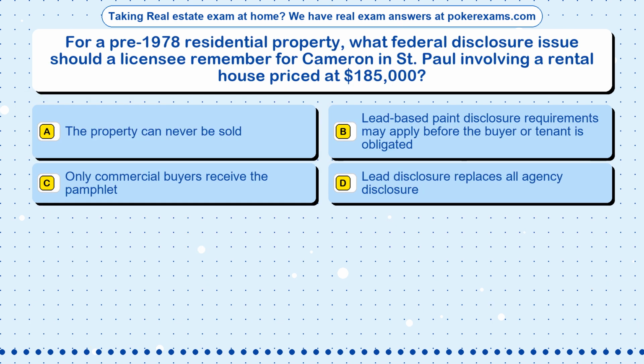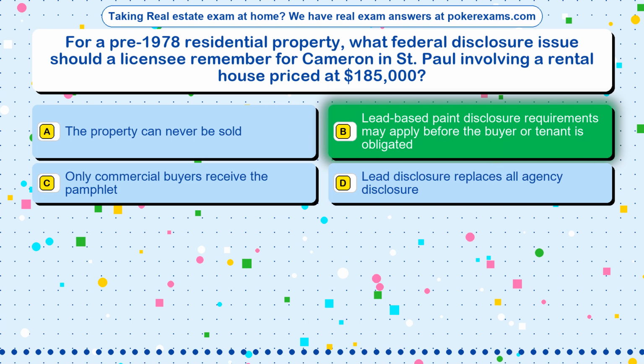Question 50. For a pre-1978 residential property, what federal disclosure issue should a licensee remember for Cameron in St. Paul involving a rental house priced at $185,000? Option A. The property can never be sold. Option B. Lead-based paint disclosure requirements may apply before the buyer or tenant is obligated. Option C. Only commercial buyers receive the pamphlet. Option D. Lead disclosure replaces all agency disclosure.